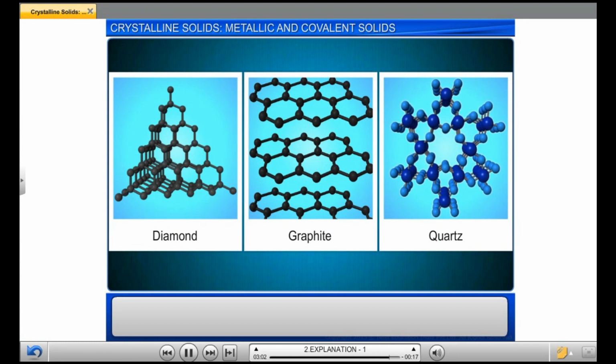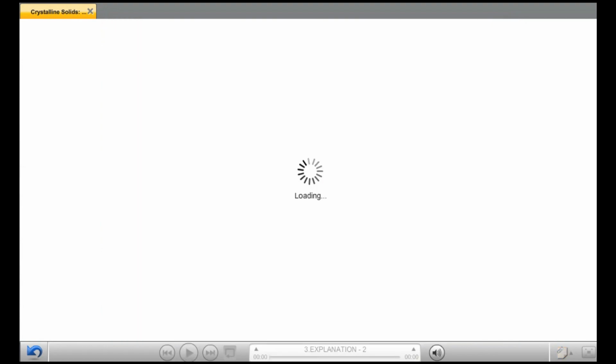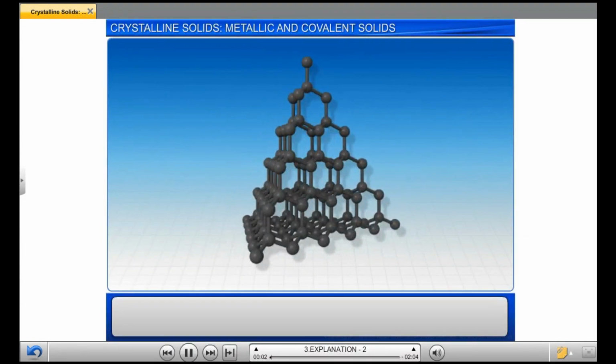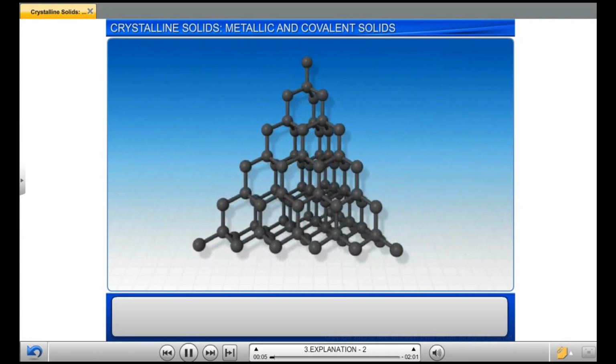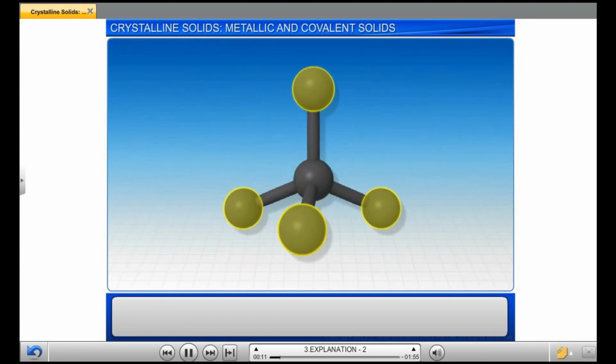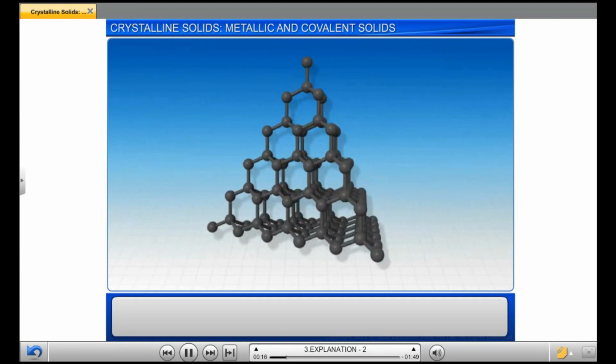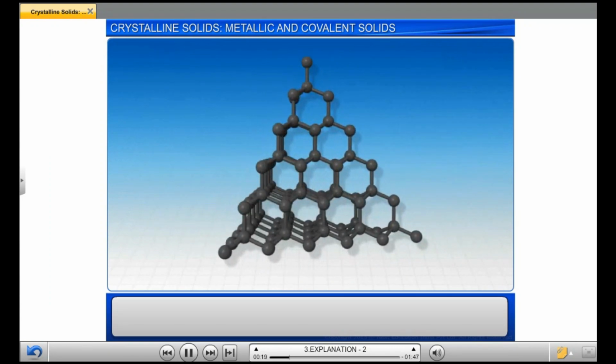As the atoms are held by strong covalent bonds, these solids are very hard and possess very high melting points. These solids are non-conductors of electricity except for graphite. In diamond, each carbon atom is bonded tetrahedrally to 4 other carbon atoms. Thus, a regular tetrahedral arrangement of carbon atoms bonded to one another in a 3-dimensional manner forms a network, resulting in a rigid giant molecule.